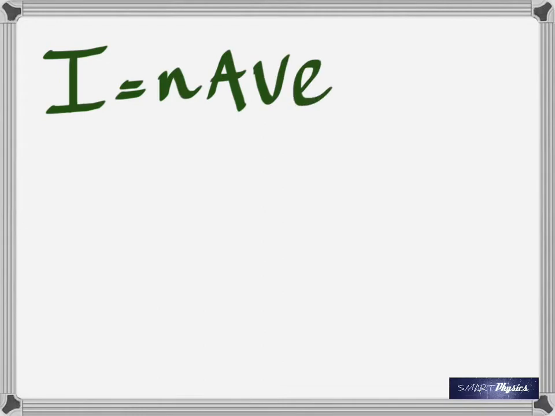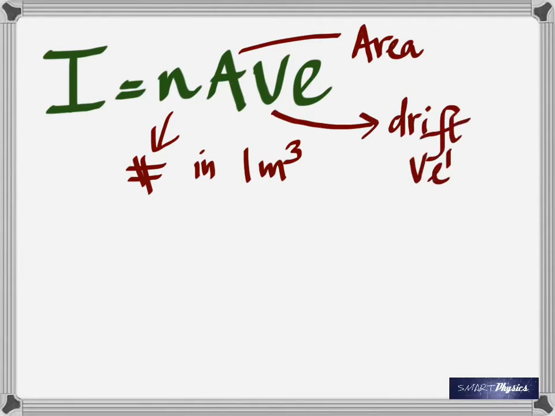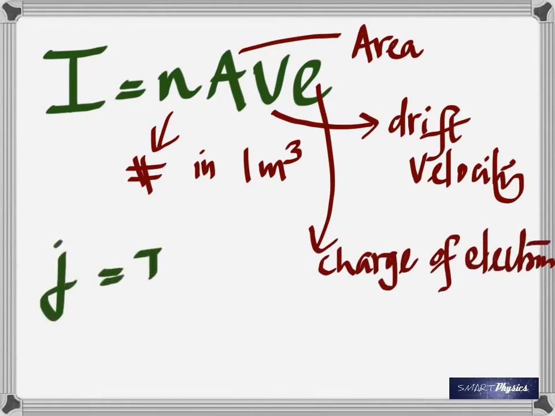And then taking a microscopic view of current, we know that the current through a conductor depends on the number of electrons in 1 meter cube, the area of cross-section, the drift velocity of the electrons, and the charge of the electrons. So those are those terms. And okay, I'll stop it right there.